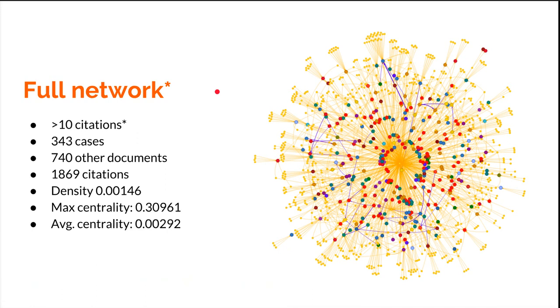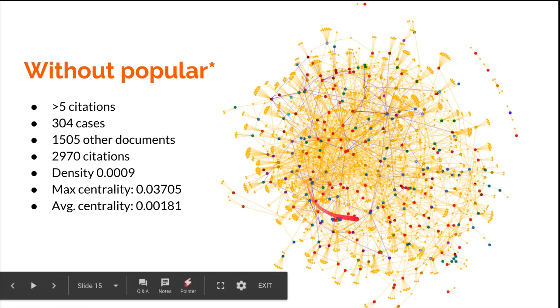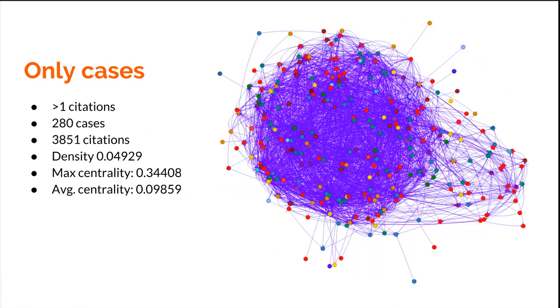So we can see it from the network. One thing we can do is extract these popular documents. It's not only the convention, but the rule book of the court and a couple more. So we can extract them and see how the network looks. Here we have a network without these links, and we start to see some interesting things, for instance, these cases which are isolated. So now the plan is to go and check on these cases and what's special about them, that they are not connected to the network.